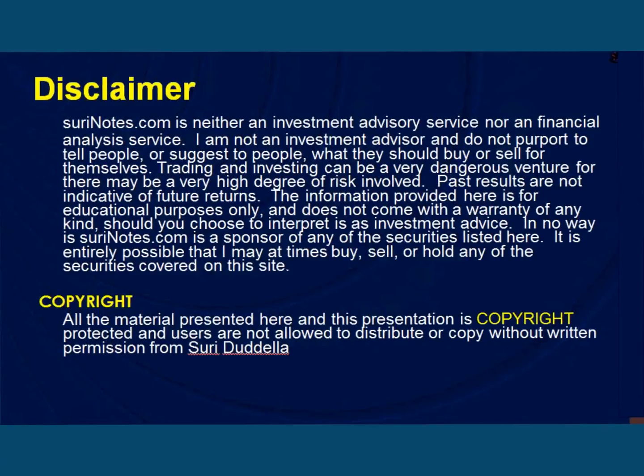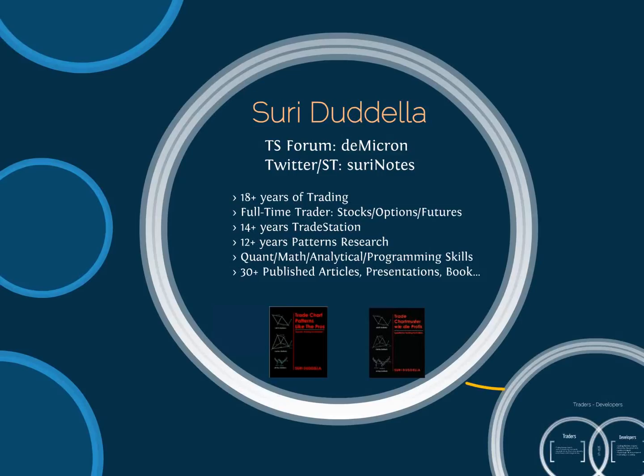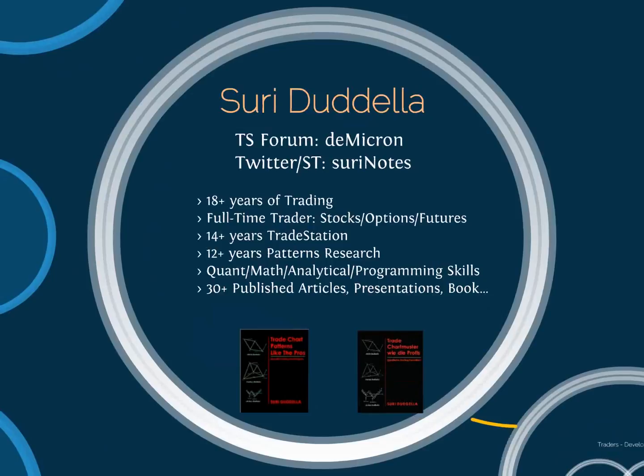So the next is just briefly about myself. I've been trading for the past 18 years full-time, and I trade stocks, options, and futures, purely the E-mini. Stocks and options I purely trade from a swing trading perspective, whereas futures I trade intraday. I've been using TradeStation as my primary platform for the past 14 years. Probably if not all 14, at least the last 12 years, I'm doing purely patterns research. I'm purely a patterns trader.